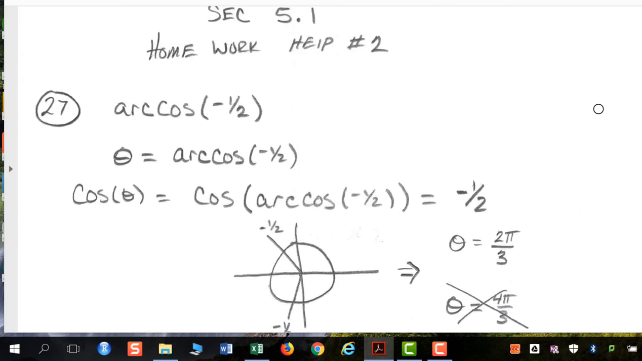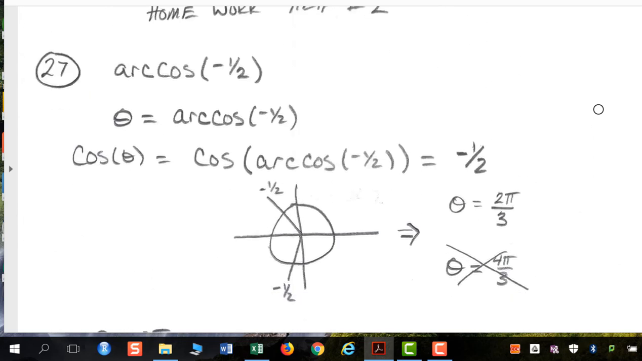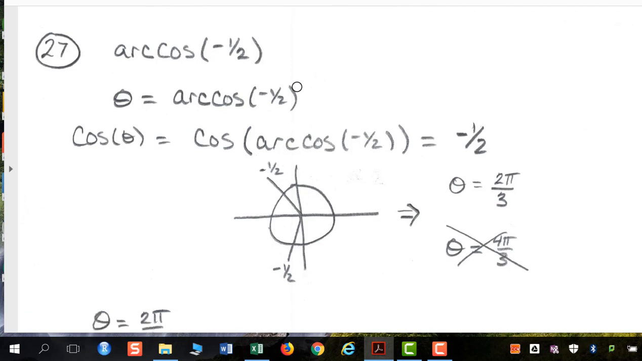Okay, so for number 27, we are asked to find the exact value of arc cosine of -1/2 without the use of a calculator. Once again, I have no objection to you checking your work when you're finished by typing arc cosine of -1/2 into your calculator, but you need to show all these steps to demonstrate your ability to find these values without a calculator.